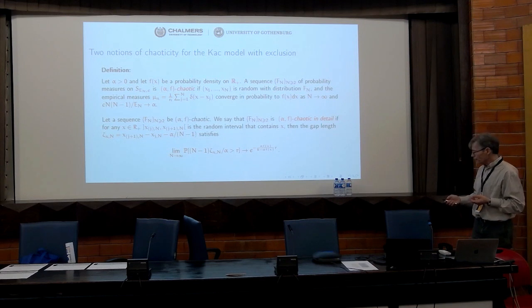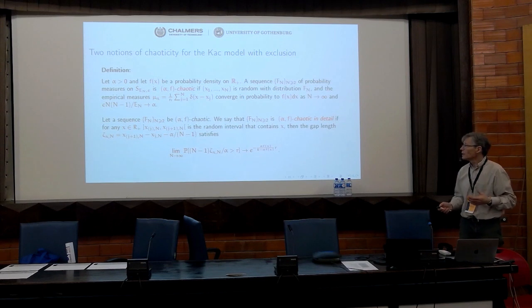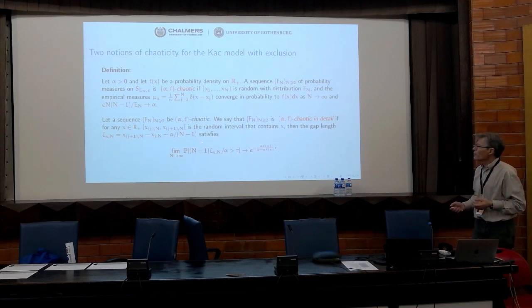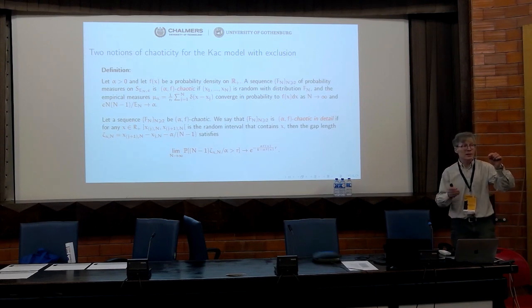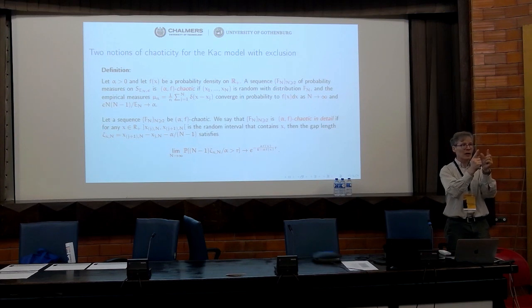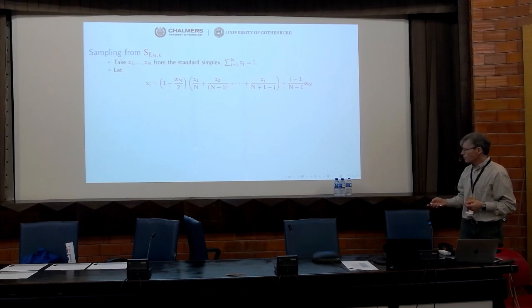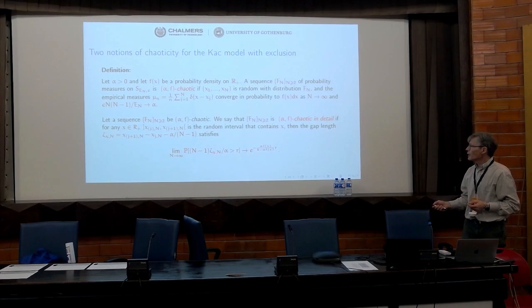Now, in detail, it says how this convergence happens in more detail. If you pick a point x, you think of a finite number of variables now, you pick a point x, and you look at how big the gap is, how much space is around this point before the neighbor, and you divide that by the expected size of the gap.